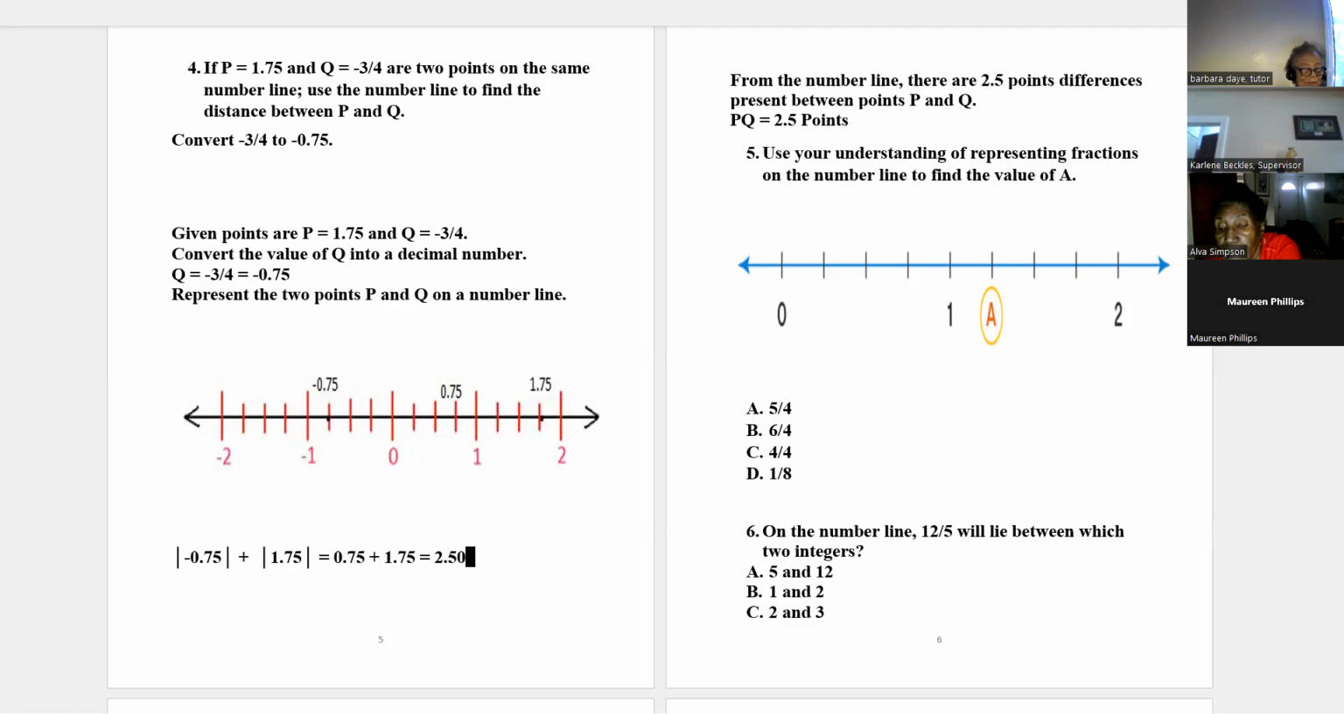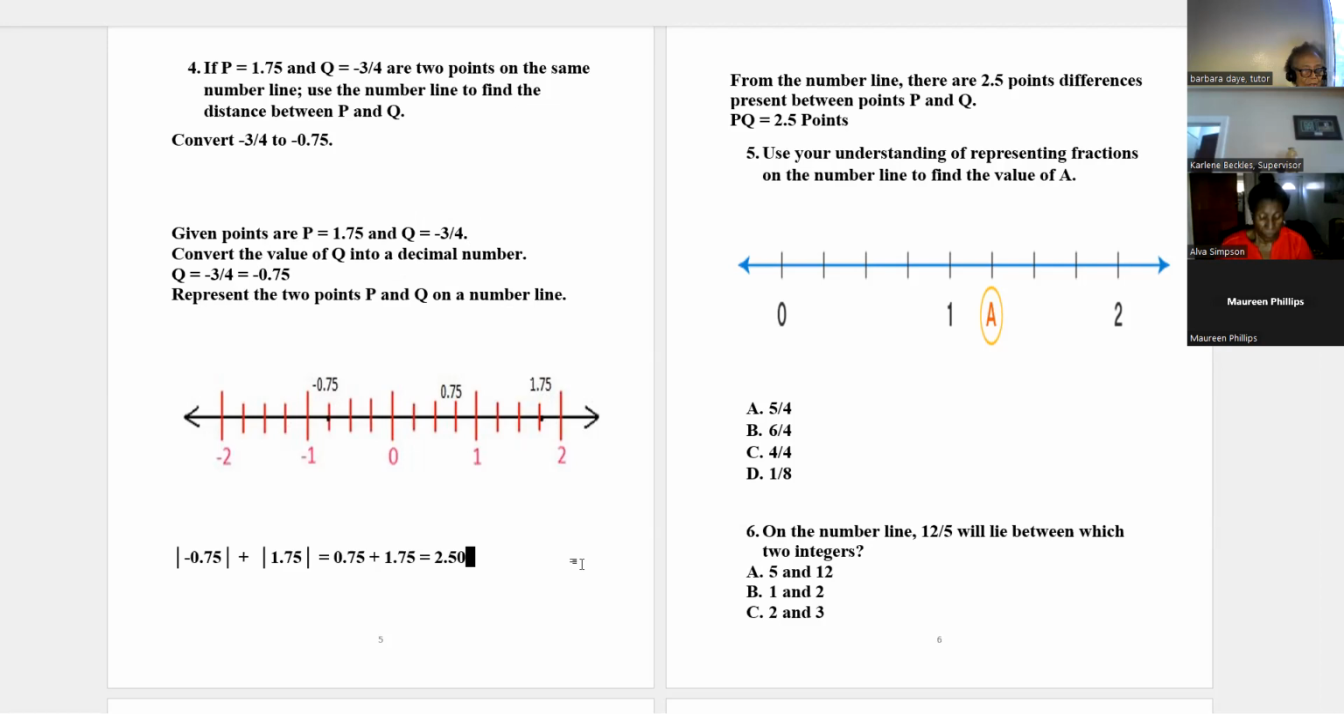So you just took the absolute value of the minus 0.75 and then added it, because Q was minus 3/4, which converts to 0.75, right? And then you had P at 1.75. So the distance from Q to P is 2.50.